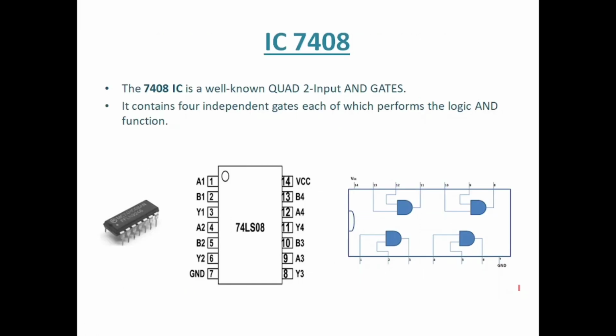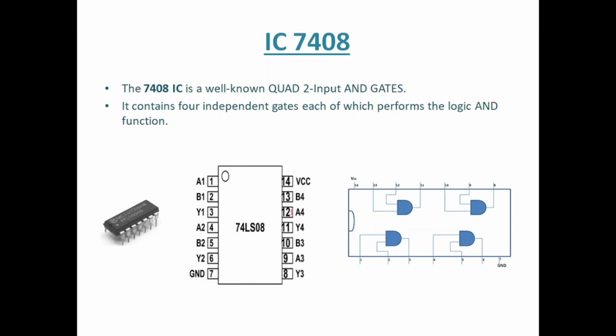Now these gates are available in IC 7408 form, which is a quad 2 input AND gate IC. It is called quad 2 input because it contains 4 independent gates, each of which performs the logic AND function. This is how the IC looks like. This is a dual inline package IC. This is the pin diagram.